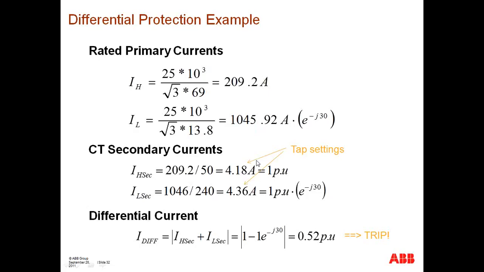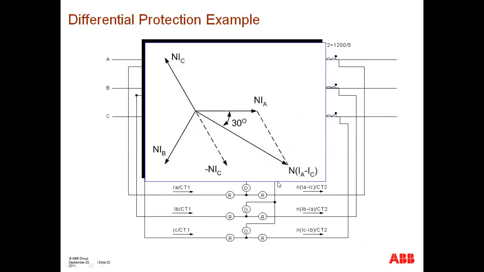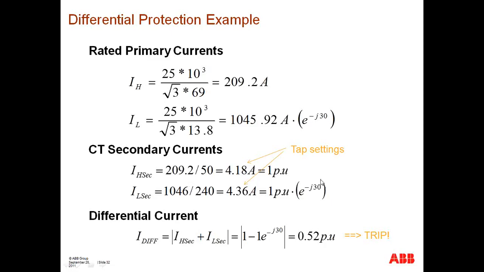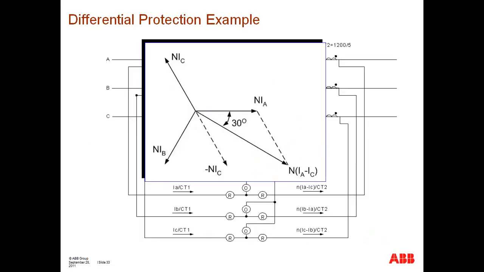And then those rated currents will be divided by the CT ratio, and that will give you a per unit value or the tap setting that will be programmed onto the relay. Okay? In this particular case, although the tap settings were calculated correctly, we did not account for the 30-degree phase shift, which, if you just do a per unit calculation, would have resulted in a 52%, or 0.52 per unit, differential current, in a way that the differential relay would have incorrectly tripped.